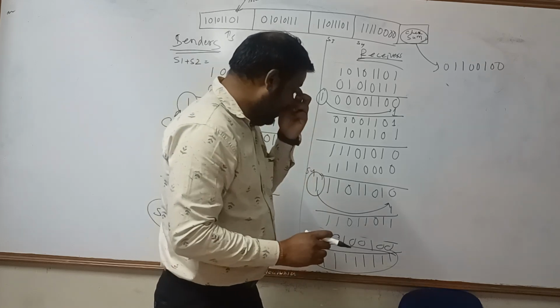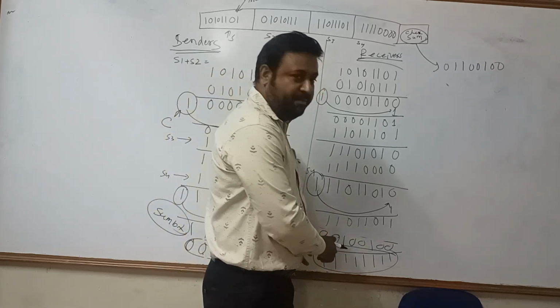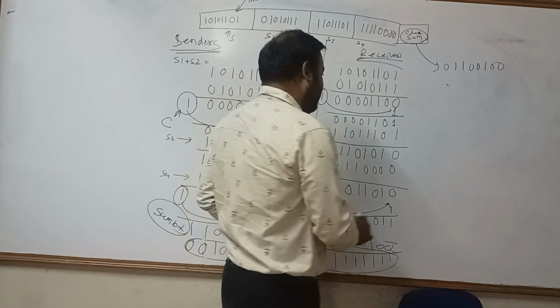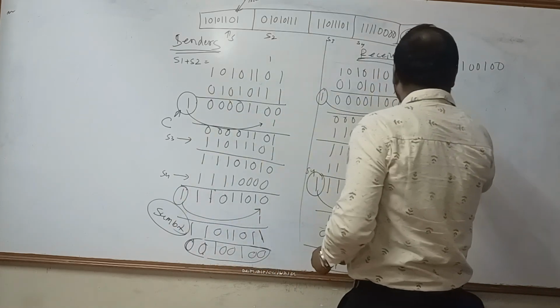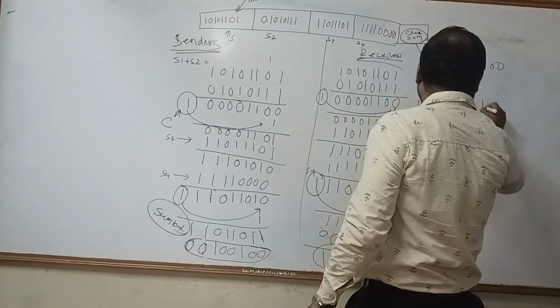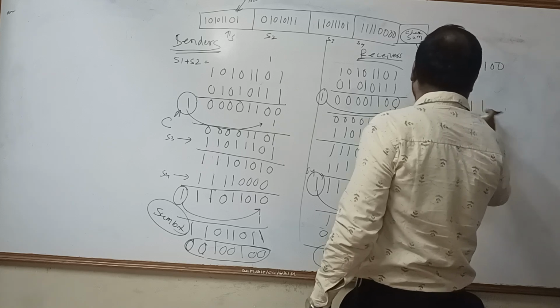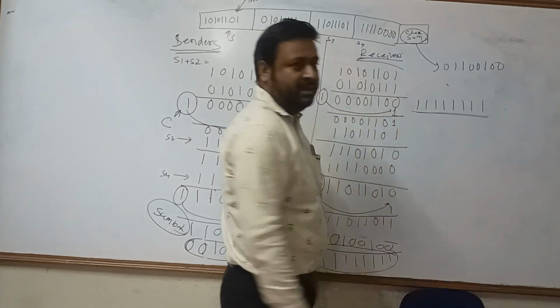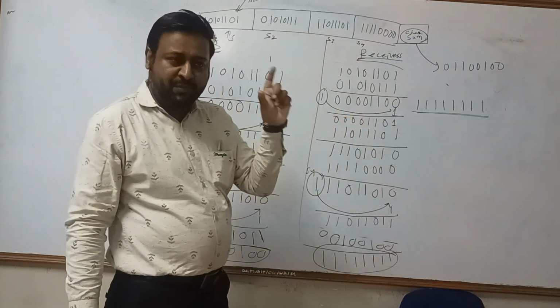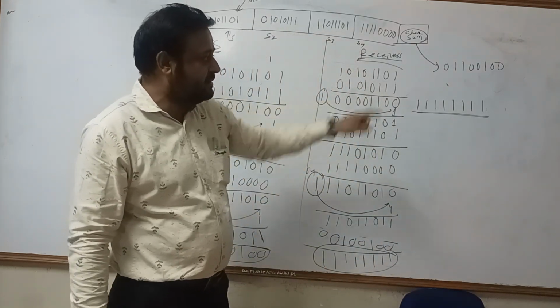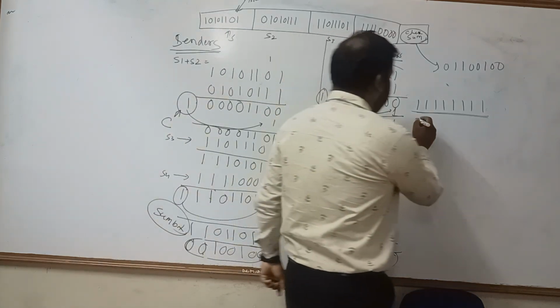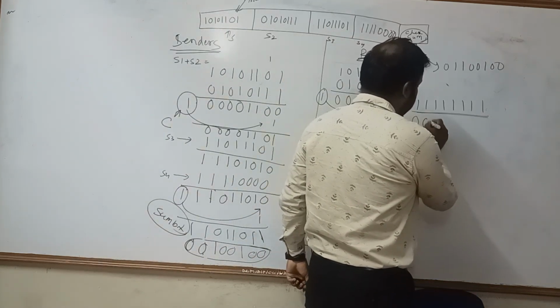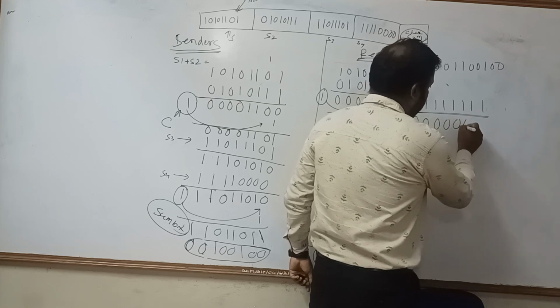So when we again take the ones complement of this final summation bit, the final summation bits are 8 times 1: 1, 2, 3, 4, 5, 6, 7, 8. This is the final summation result. So when we take the ones complement of the final summation result, this means 8 times 0 will be there.